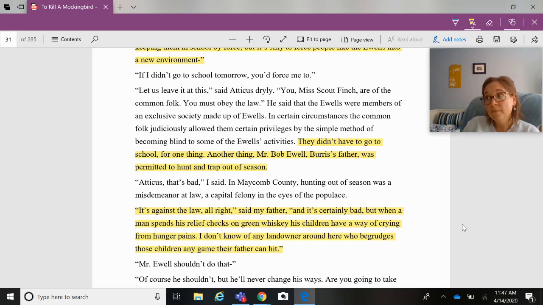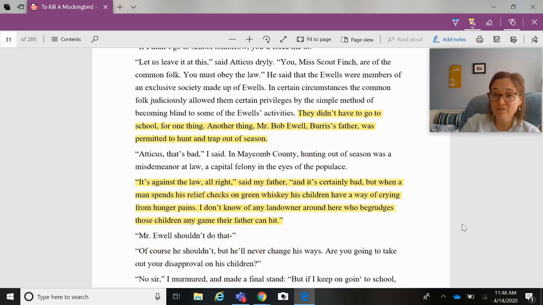So basically, it's against the law to hunt out of season, but if he didn't hunt out of season, his kids would starve, because it sounds like Mr. Bob Yule is an alcoholic who gets relief checks from the government because he's not employed. So he gets unemployment checks and spends them on whiskey. And so the county turns a blind eye to him shooting animals out of season because otherwise his children would starve.